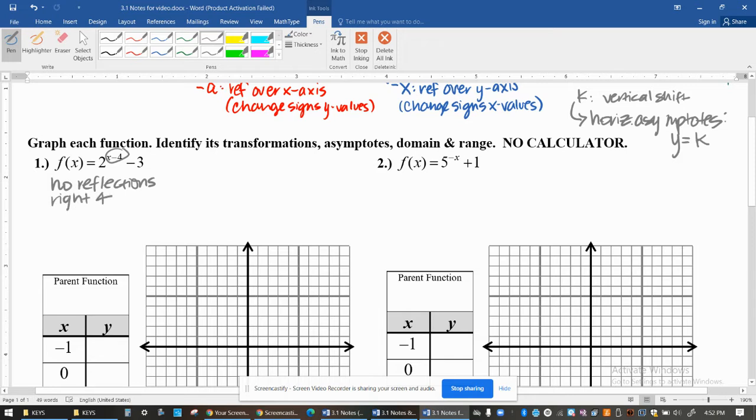Remember, that means you're always going to do the opposite. I know negatives are usually on the left, but that actually means you're going to move to the right 4. And then this guy over here means that we're going to shift down 3.